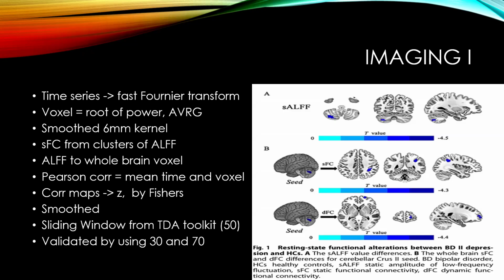They applied the fast Fourier transform. They of course smoothed the voxels itself. They essentially used the root of the power of ALFF, smoothed to, as I said, 6 millimeter kernels, and they formed a static functional network connectivity from clusters of the ALFF itself, as I previously described. There's a Pearson correlation with the mean time of voxels, and a correlation map with the z-scale after clustering.